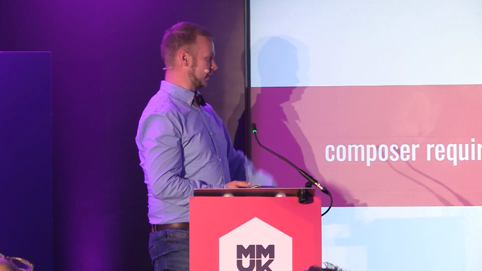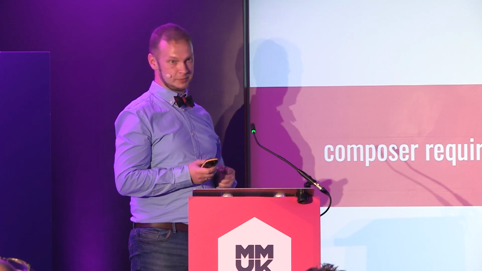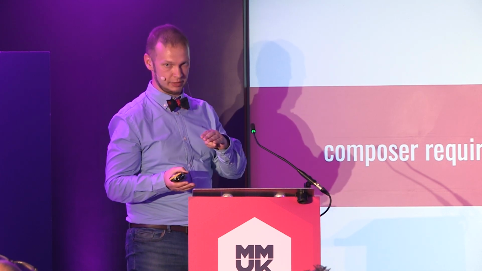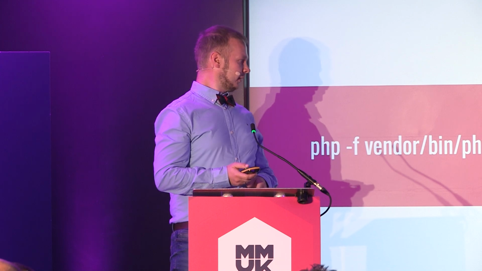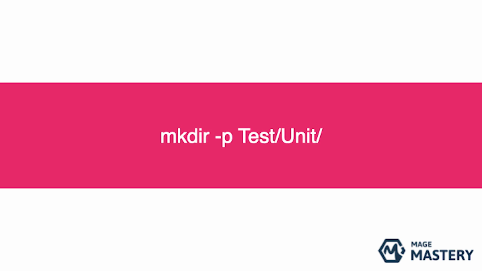So if you would like to start applying TDD, you have to run composer require phpunit into the dev section of your composer.json. It's on the Magento 2 project level, or you can install PHPUnit on a Magento 2 extension level. Usually, this is what I do. You can generate the PHPUnit XML configuration by running this command with --generate-configuration, and finally, you can create a directory where you will place your first unit test.